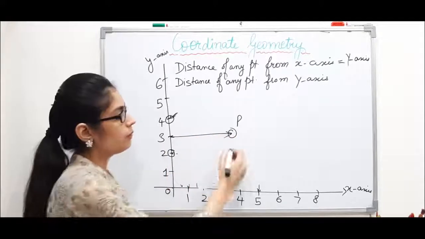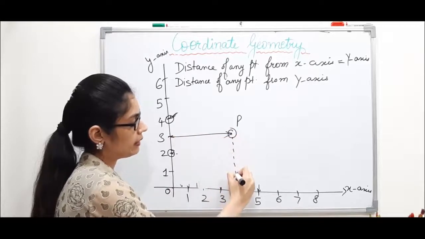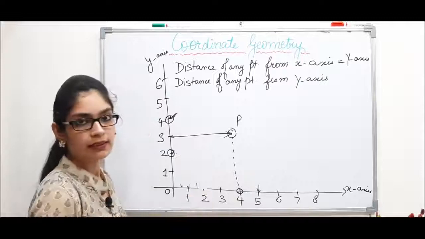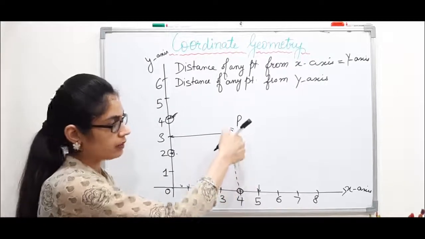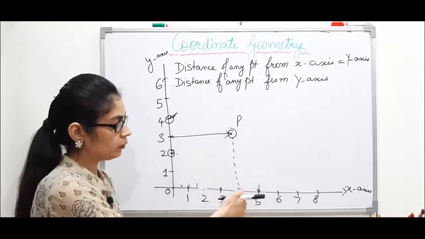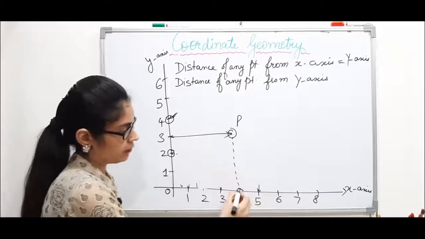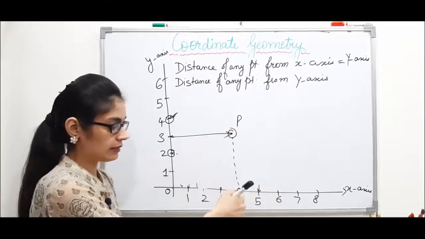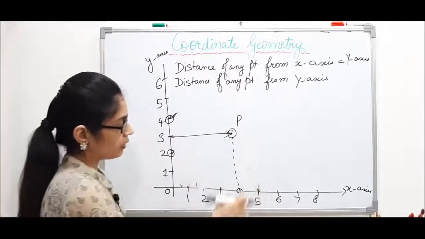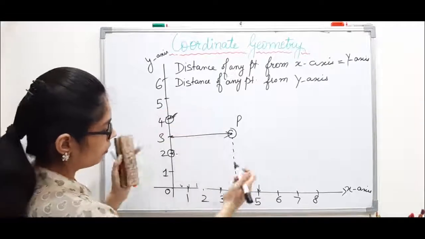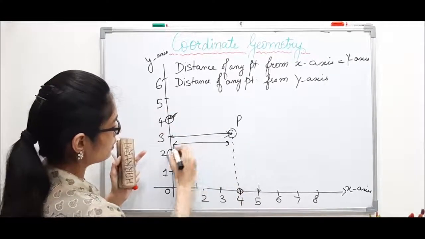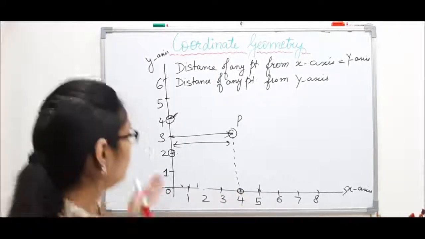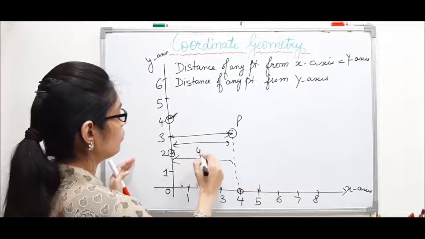So how you can do it? You have to draw a parallel line to y-axis and join this line on x-axis. See, or you have to extend the line from point P to x-axis. So you can see just opposite to point P you have to locate a point on x-axis. It is 4, which means this distance, because x is horizontal, and we can see this distance, it is 4 units.